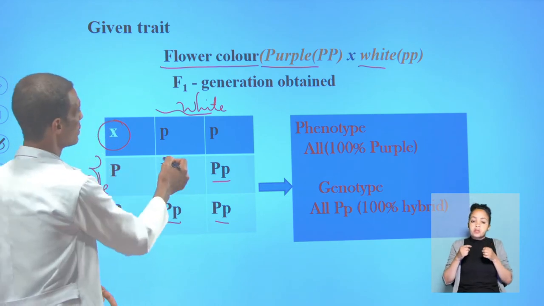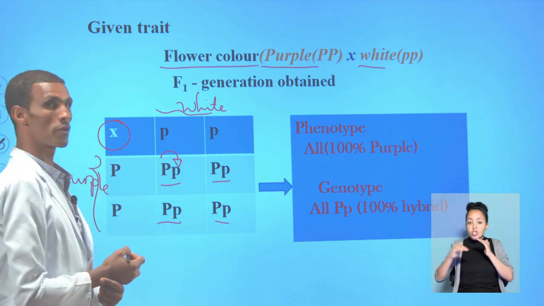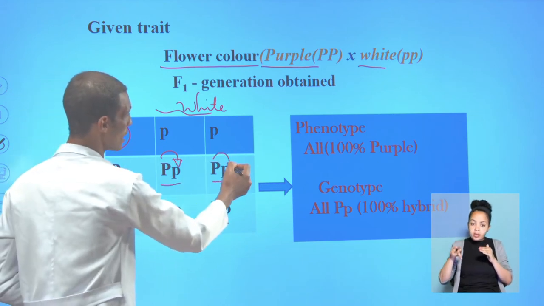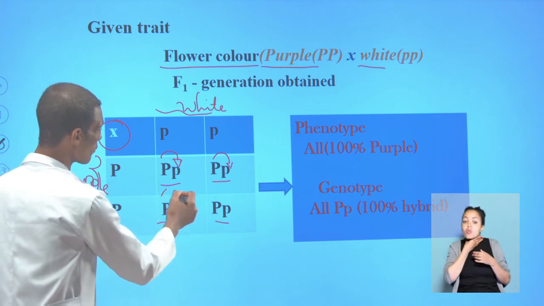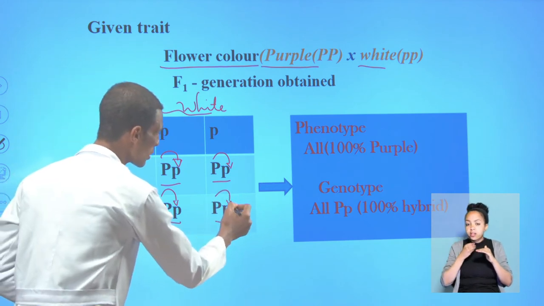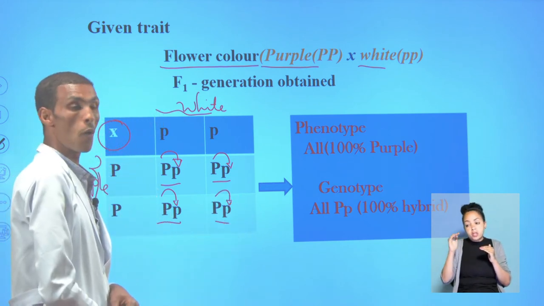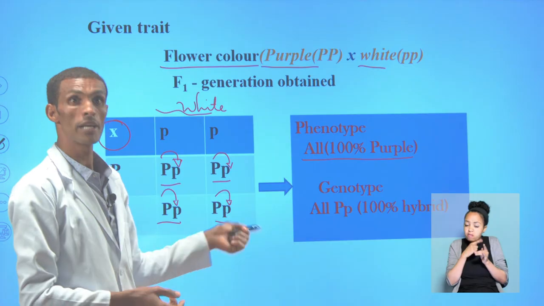Phenotypically, the allele that comes from the homozygous purple is going to dominate the recessive allele found here. The allele coming from the purple dominates the white one. By that, the character of whiteness becomes masked. By that, phenotypically we say all, or 100%, purple, because the trait of small p becomes masked by capital P.